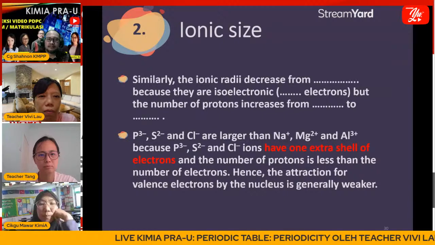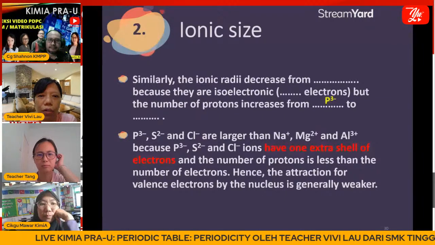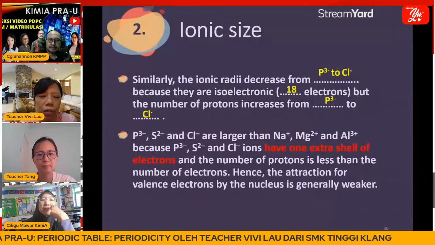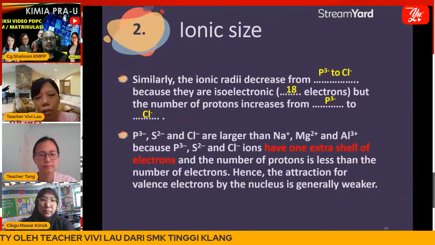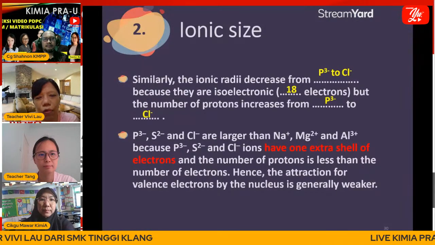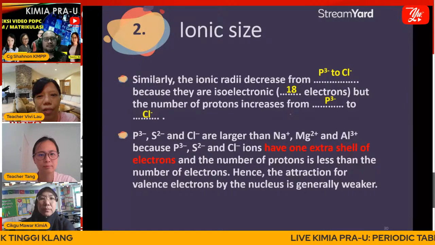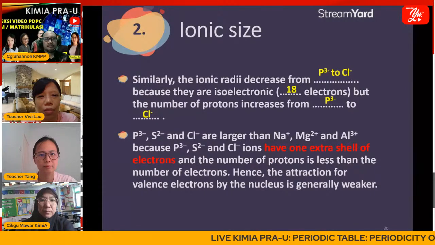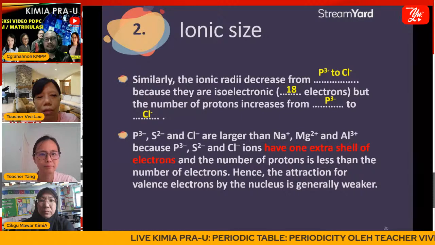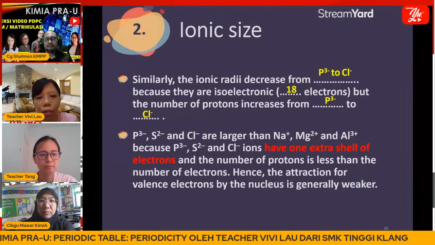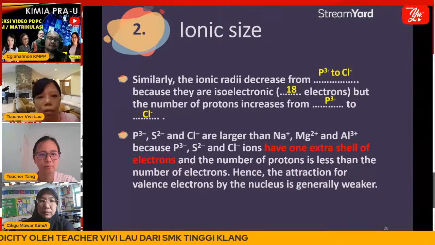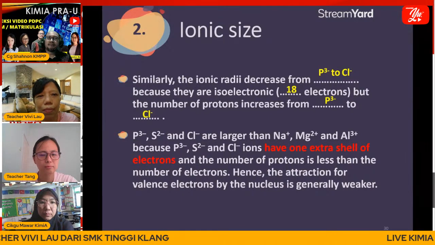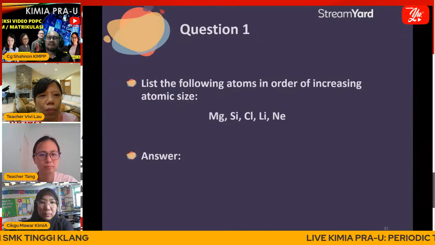Then for the negative ions, similar things happen. Across the period, from phosphorus to chlorine, nuclear charge increases while the screening effect remains the same, so the attraction becomes stronger. So ionic size decreases from the phosphide ion to the chloride ion. Same explanation. Now we look at question number 1.